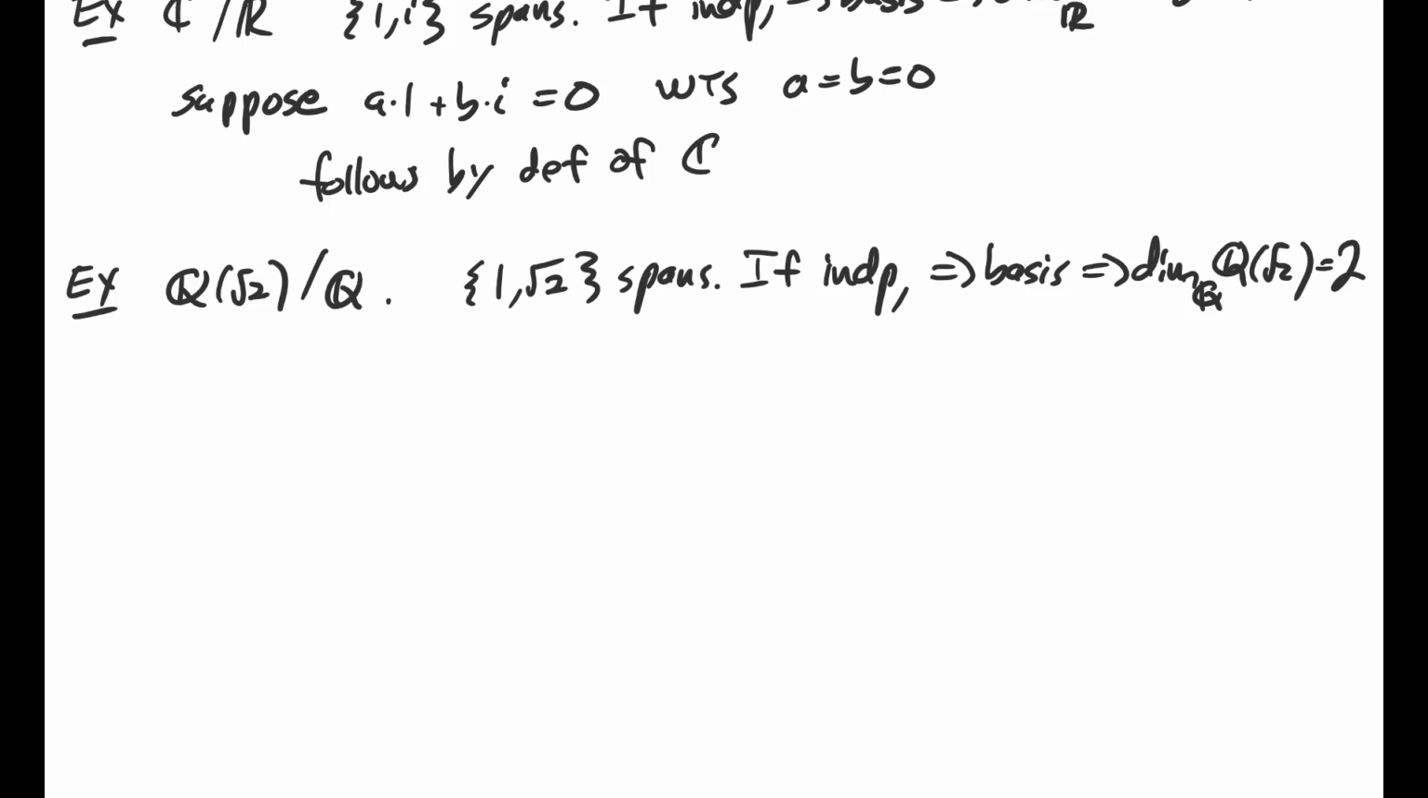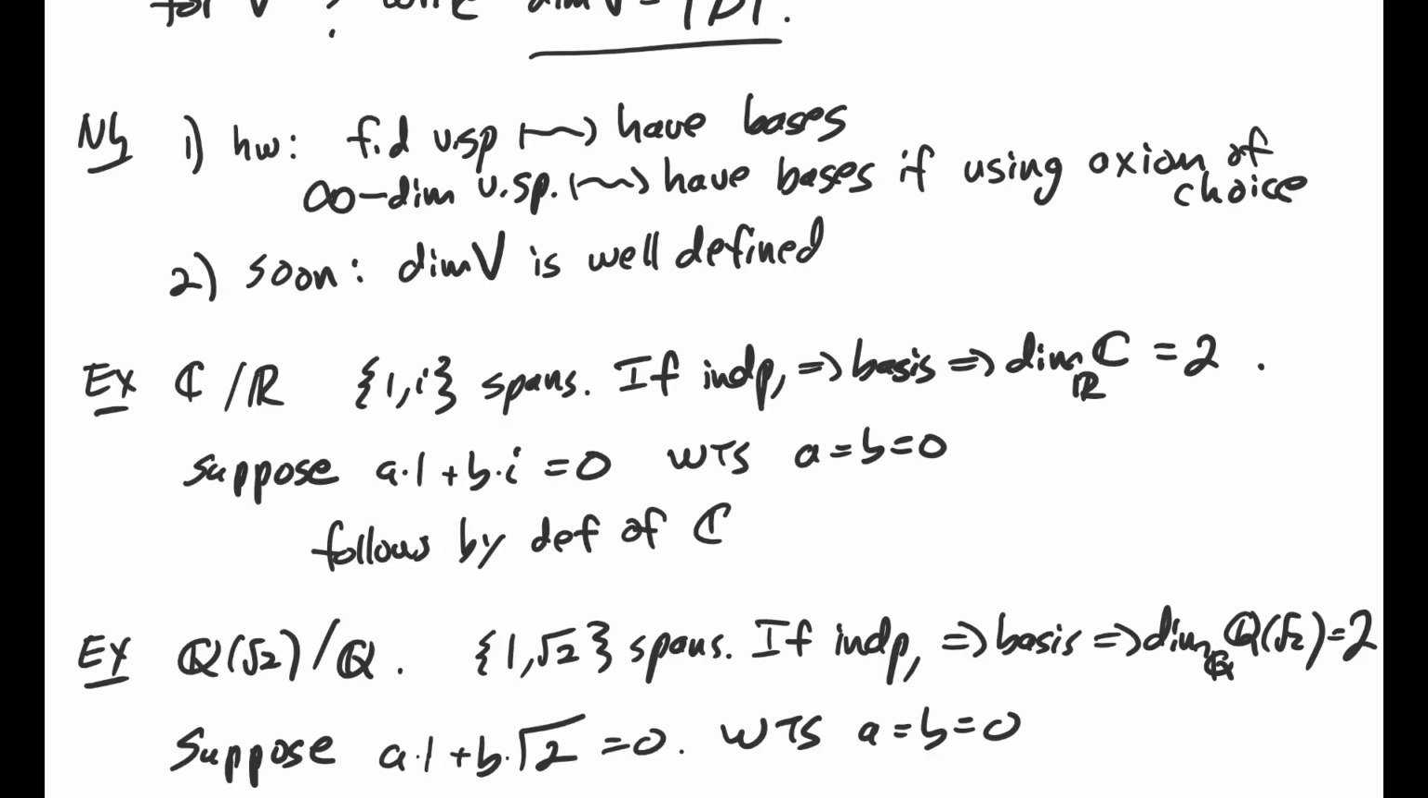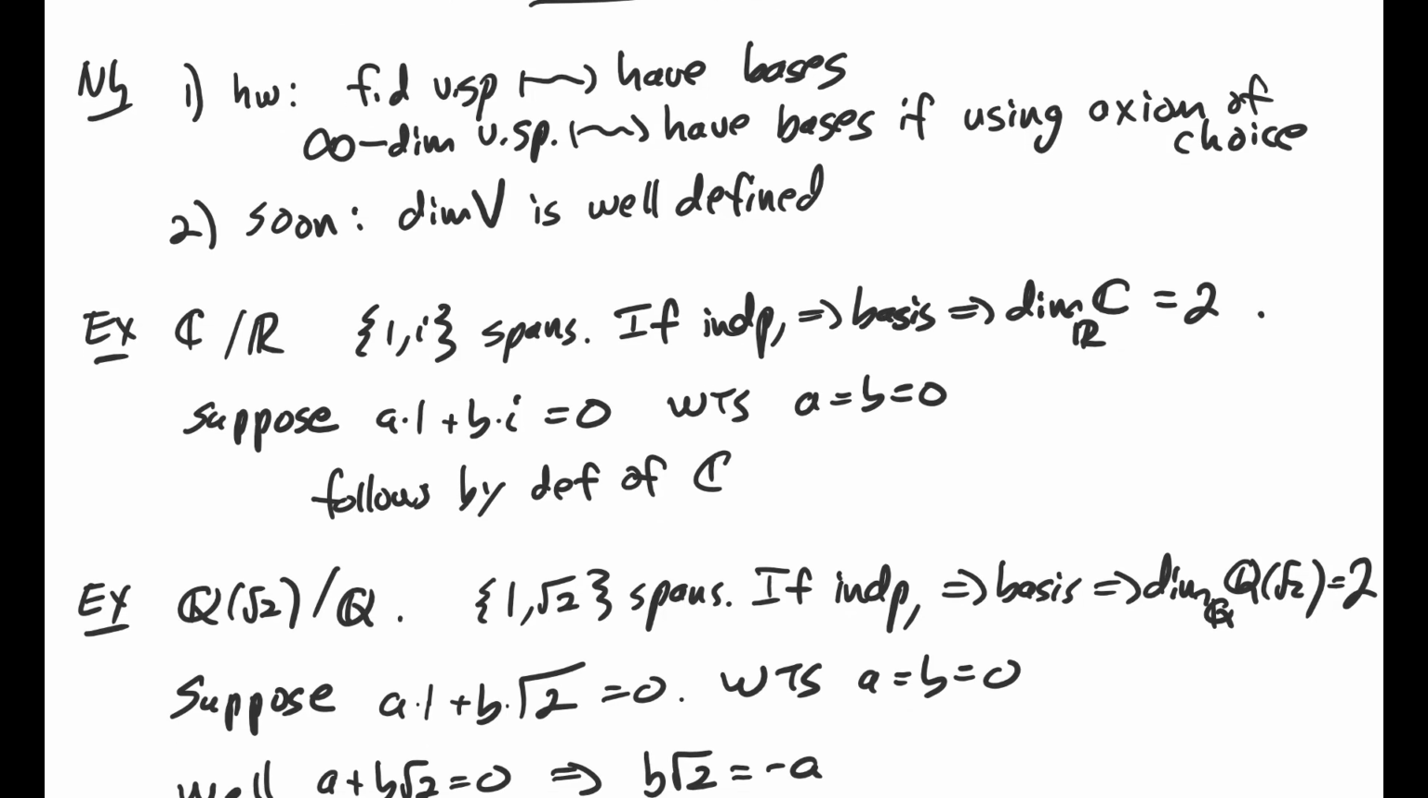All right, so we look back at the definition of what you do to check if something is independent. You have to show that the only way you can get a linear combination to be 0 is if each of the coefficients is 0. So start with a linear combination that adds up to 0. Okay, so suppose a plus b root 2 is equal to 0. We want to show that a and b are equal to 0.